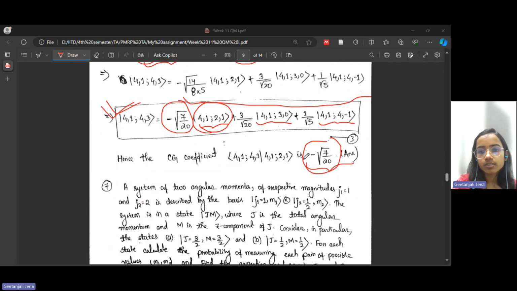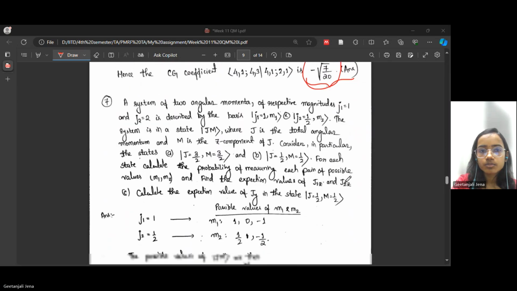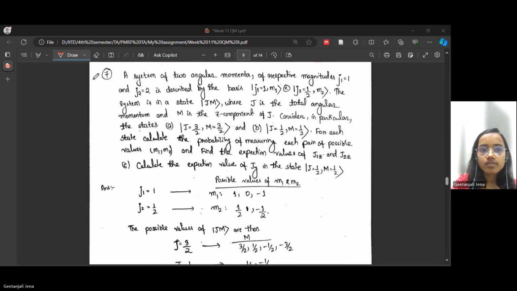So I think this problem is also clear to you. Okay, let us move to the next problem. Seventh one. Please go through the question once.